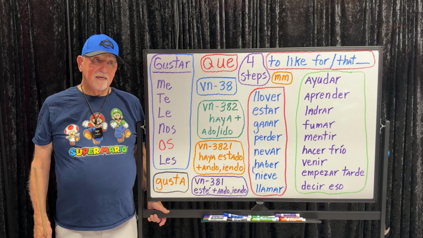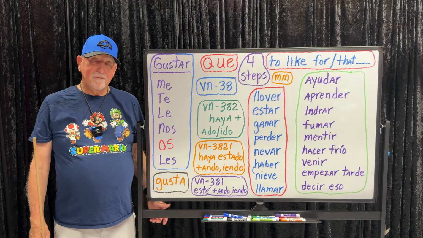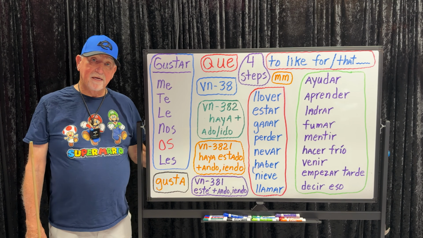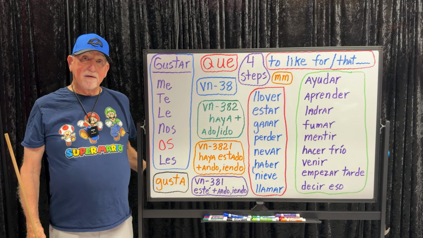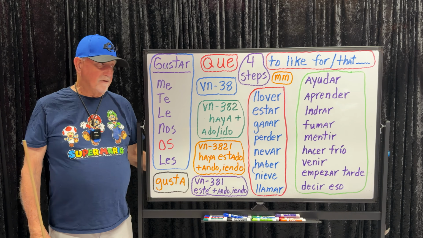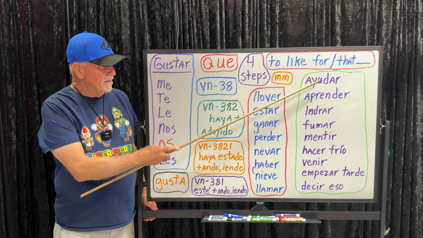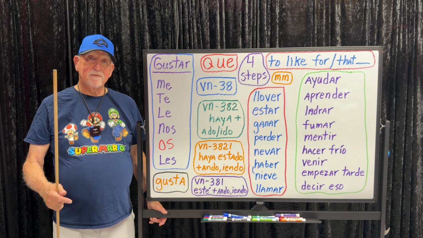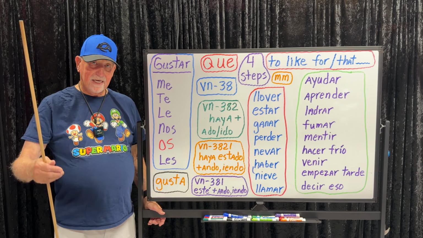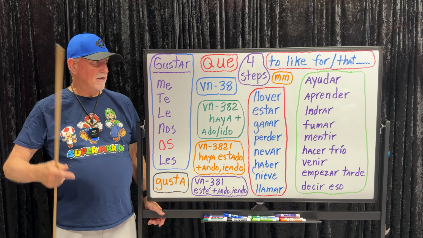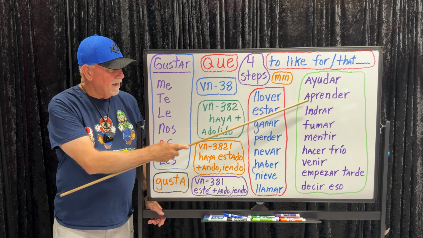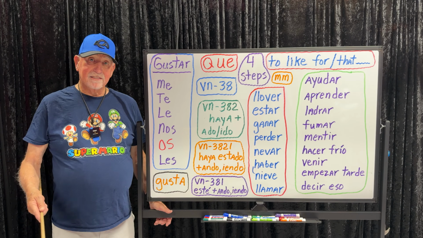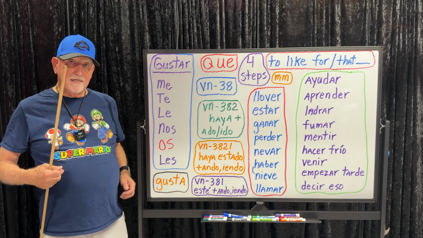Llamar. I like for my mom to call me. Me gusta que mi mamá me llame. That way I know she's okay. Me gusta que mi mamá me llame. Second column. Ayudar. I like for them to help us. Me gusta que nos ayuden. I like that I'm learning Spanish. Me gusta que yo aprenda español.